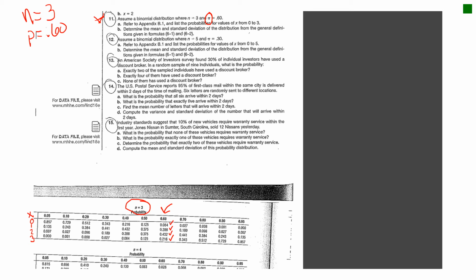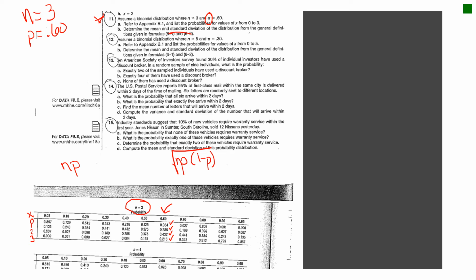And then when it says determine the mean and standard deviation of the distribution from the general rule given, I'm not going to have you actually do that. I think it's much easier. All you have to do to get the mean is simply take n times p. That's going to give you the mean. And then to get the variance, it's np times 1 minus p, and then you simply take the square root of that for the standard deviation.